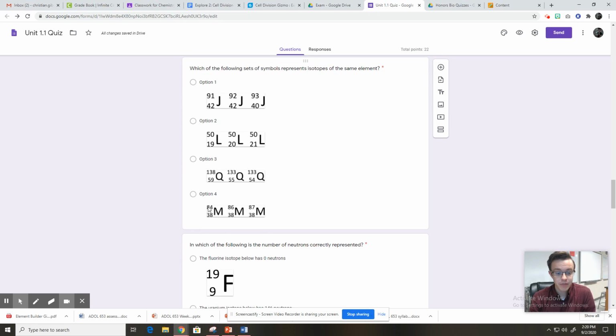And the fourth option, the mass number of the first one is 84, the mass number of the second one is 86, the mass number of the third one is 87, and they all have the same atomic number, 38.